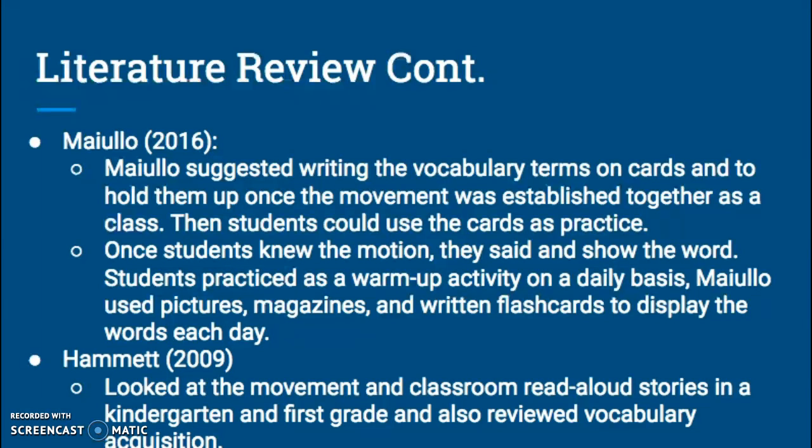You will see that later. And then the last article that I chose to review for my action research was a piece of literature by Hammett. She looked at movement in the classroom during read-aloud stories in kindergarten and 1st grade, and it increased their vocabulary acquisition when they would put a movement with a vocabulary word during a read aloud. So essentially they were acting out the read aloud as she was reading it to them.